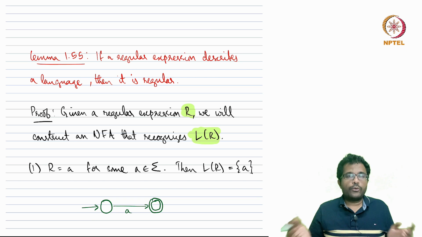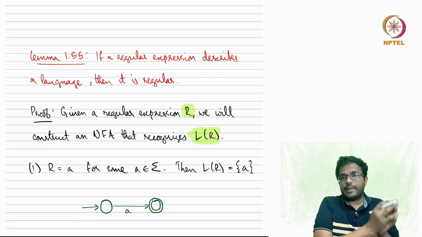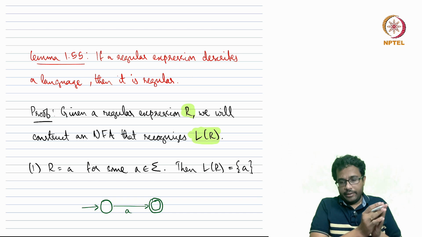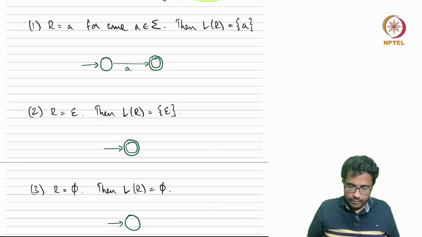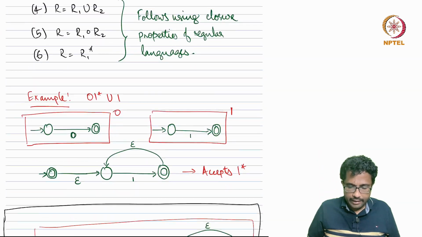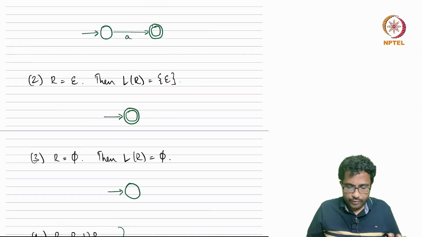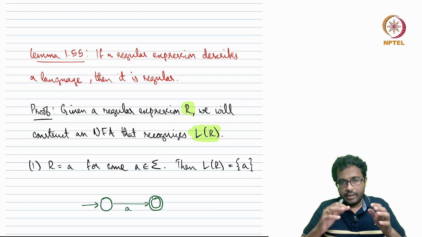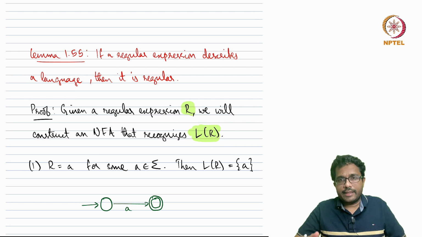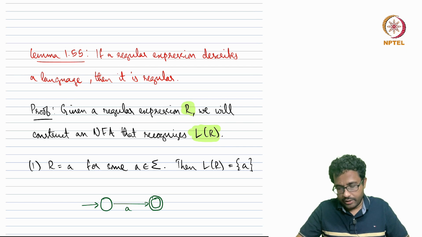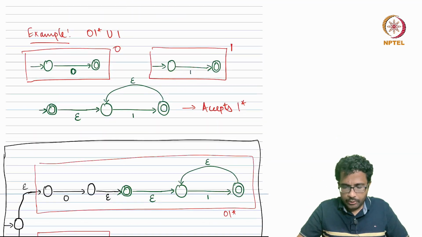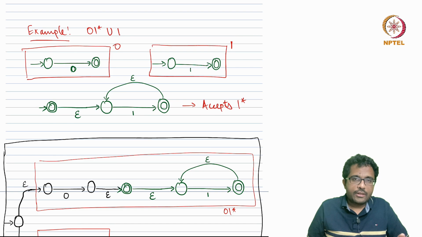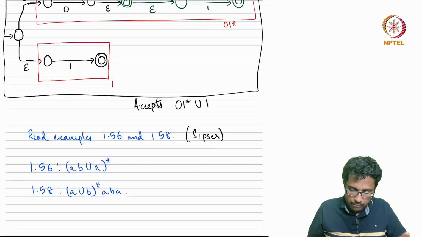And then we said that the proof has two directions. Anything that can be expressed using a regular expression is regular, and we gave a constructive proof for that. We explained how to construct an NFA, given a regular expression, that recognizes the same language. We also worked out an example for a simple regular expression, 0 1 star union 1.